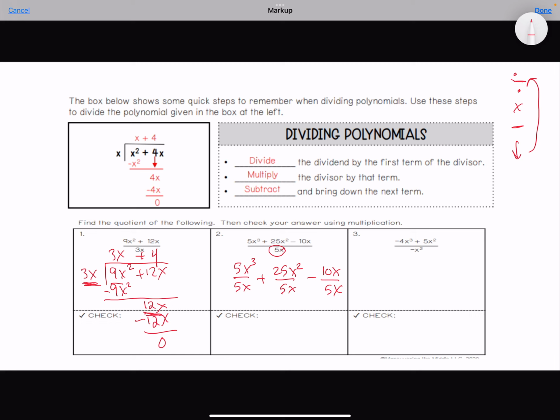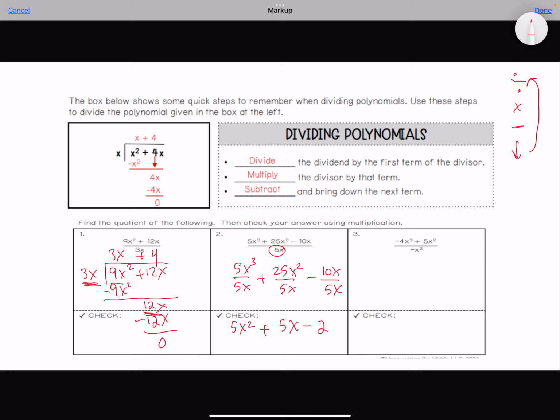And that way, really, all you have to do is just think about it in terms of reducing fractions. So I have 5x cubed on top, 5x on the bottom. That's going to leave me with 5x squared. 25x squared divided by 5x. 25 divided by 5 is 5. I have an x. 10 divided by 5 is 2. The x's cancel out. So you can do it like that.